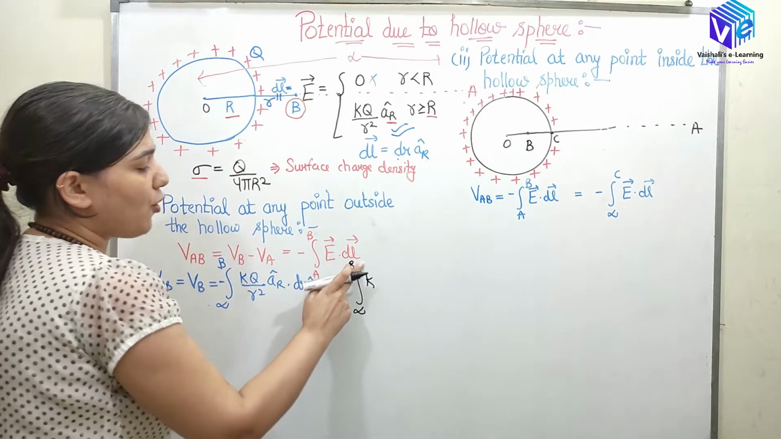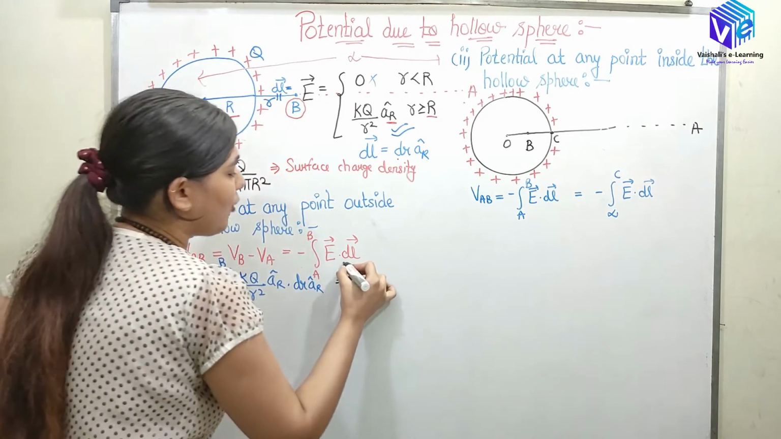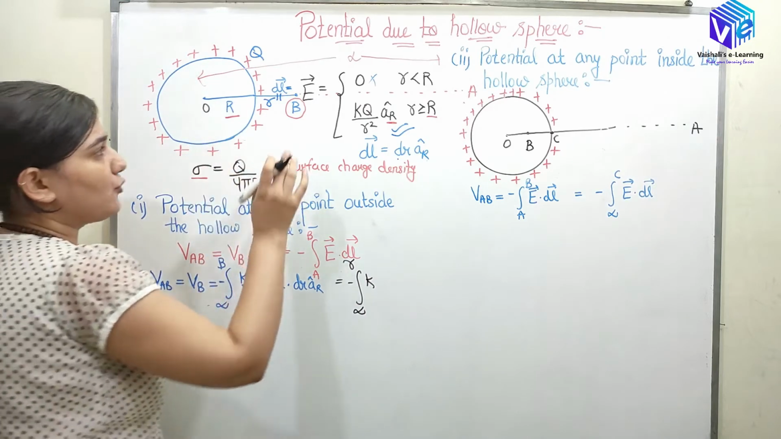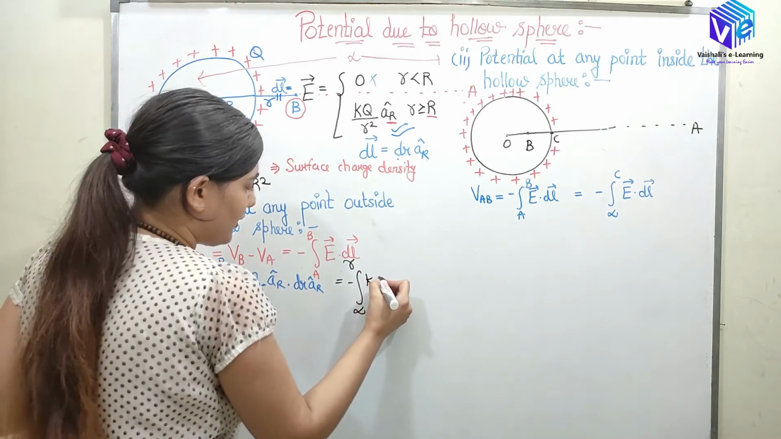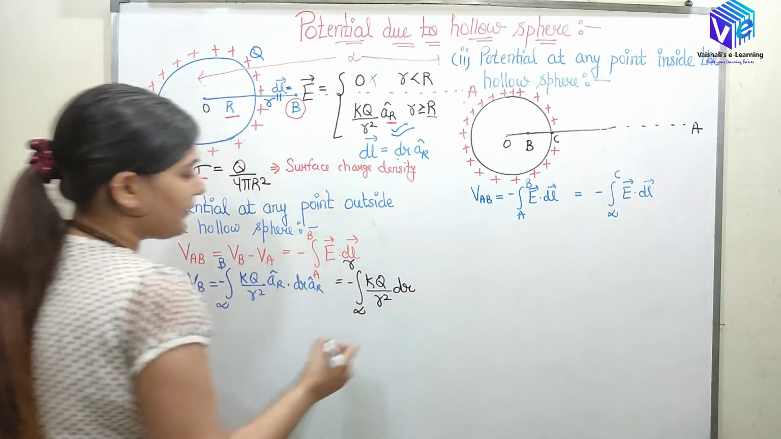Okay, now coming to the point B. What is the point B? The point B is at a distance small r from the point O. We have already denoted it. So it will be equal to kQ upon r square dr.